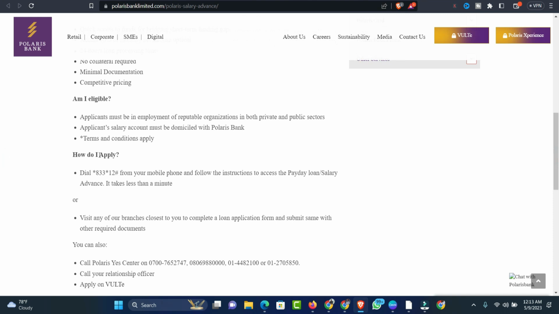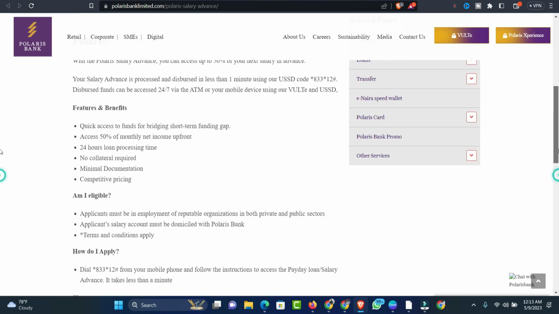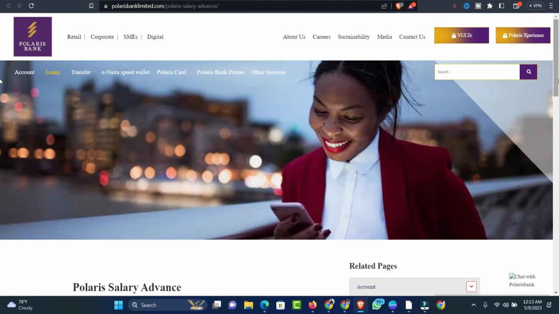So most of them actually have a USSD code that you can use to request a loan without having internet access or visiting the bank. So with this, it makes it much easier for everyone who is getting paid on a monthly basis to request their salary as fast as possible. And then once the original salary comes, you can use it to pay back the money which you borrowed from any of these banks.